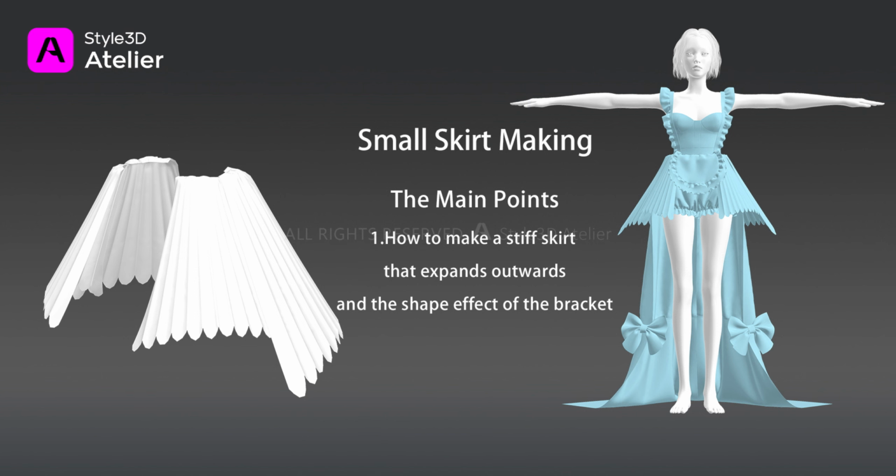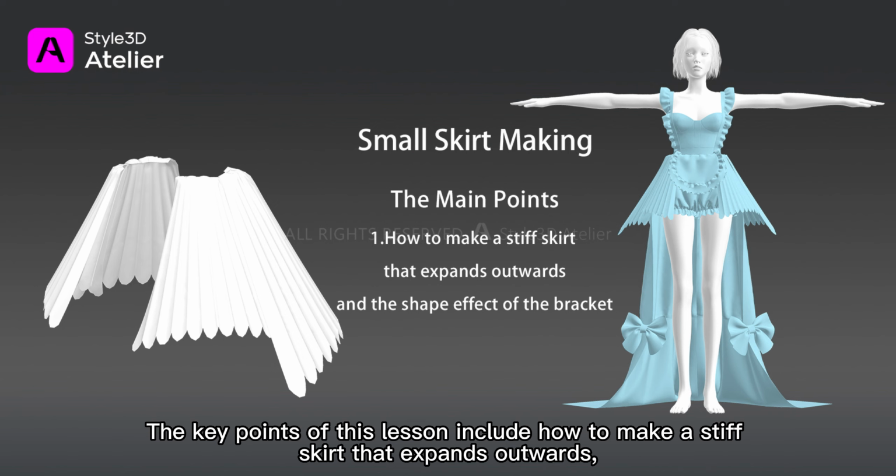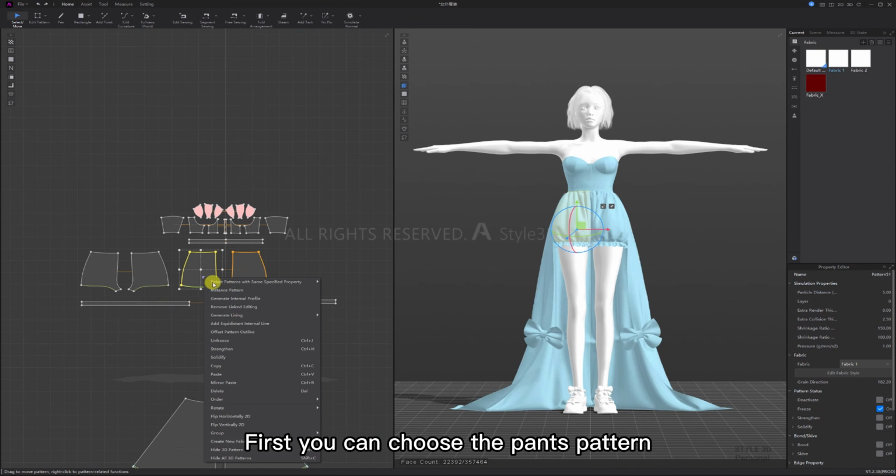Hello, everyone. In this lesson, we will learn the fourth part, creating a small skirt hem. The key points of this lesson include how to make a stiff skirt that expands outwards and the shape effect of the bracket. First, you can choose the pants pattern.